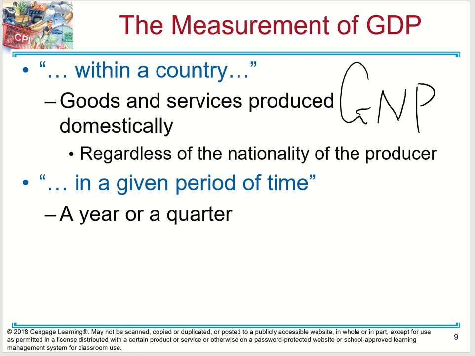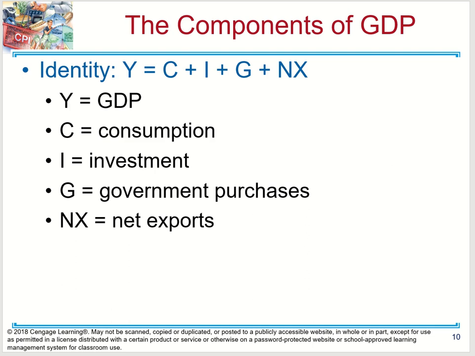So every time GDP is increasing, that means the economy is doing good. Every time GDP is decreasing, that means the economy is doing bad. Okay, and again, this is measured either every year or every quarter. So for the US economy, we have a new GDP number every quarter, so you can see how good the economy is within 3 months.